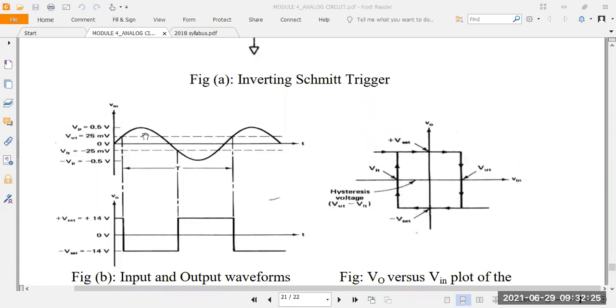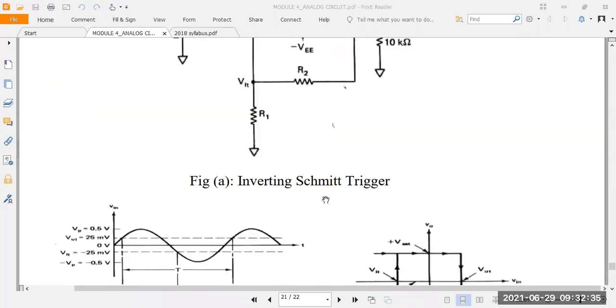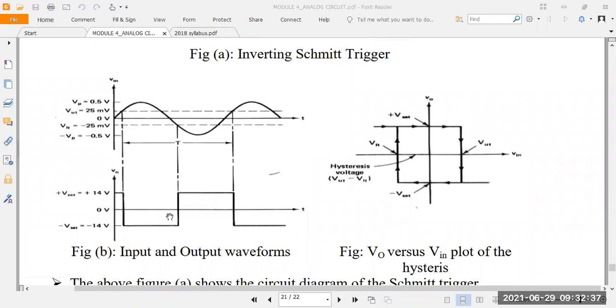Second condition: when Vin is greater than the V reference, then you will get a negative voltage. How much negative voltage here? Minus 15. We can take it as minus 15 or 14 here. Almost you will get 15 only. In practical you will get 15, but theoretically almost 14. There is some difference here. Same thing here also: when Vin is less than the V reference, again you get a positive, and when Vin is greater than the V reference, you get a negative.